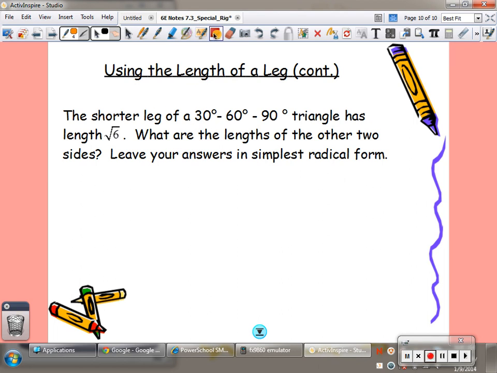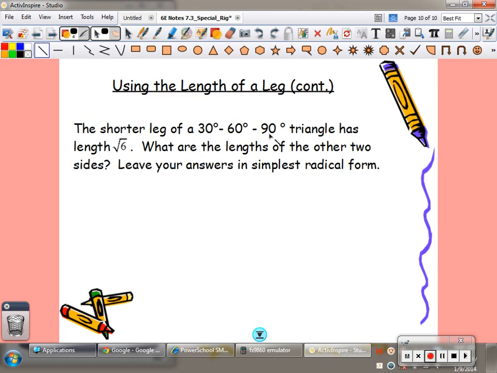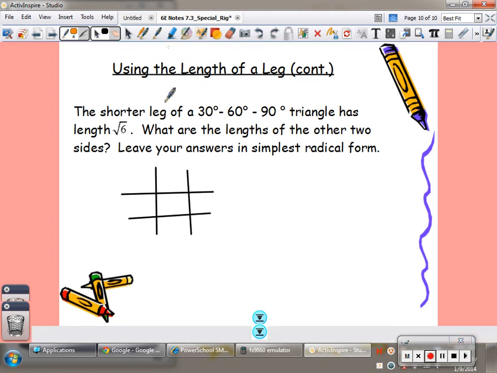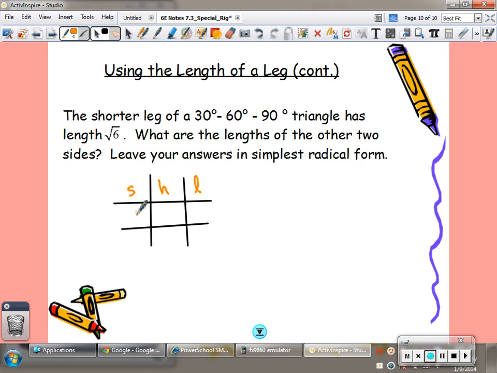The shorter leg of a 30, 60, 90 triangle has a length of square root of 6. So let's set up our grid. SHL 1, 2, square root of 3. The shorter leg, so then I'm going to put, excuse me, the shorter leg is square root of 6. We don't know the hypotenuse or the long side. All right, so let's take a look. The hypotenuse is pretty easy. 1 over square root of 6 equals 2 over x. X times 1 is x. And then this is just 2 times the square root of 6. That's it. You're done with x.